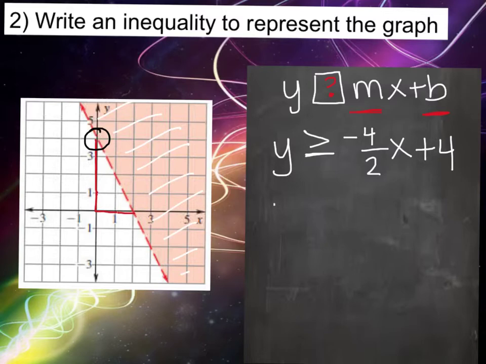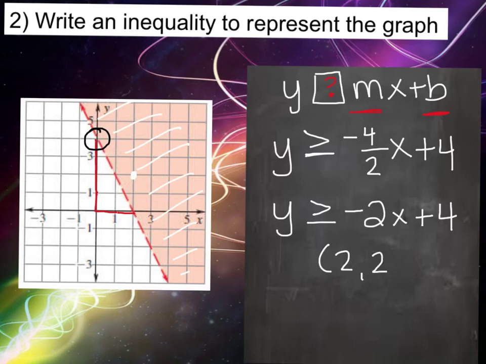Let's go and simplify. It's going to be y greater than or equal to -2x plus 4. And I'd like you to test the point. Why don't you go and test the point right here on the shaded side? That point is going to be 2, 2. Plug that in and see if we get a true or false solution. We should get a true solution.